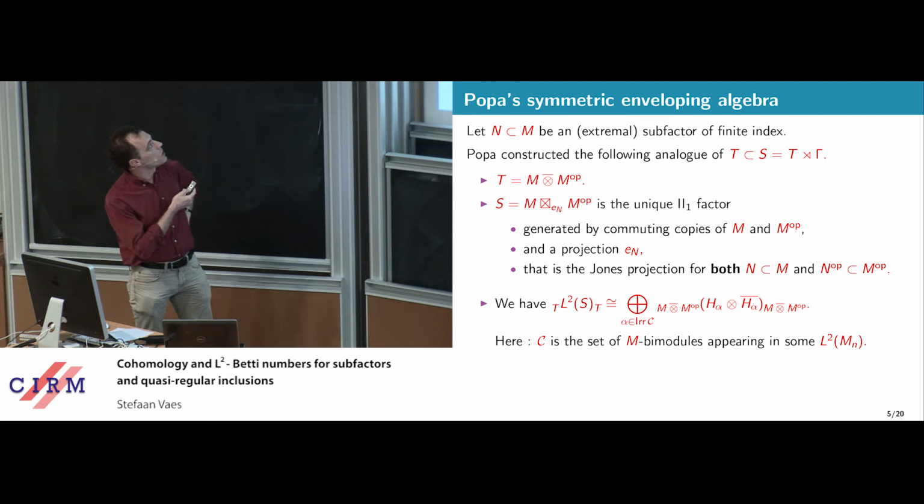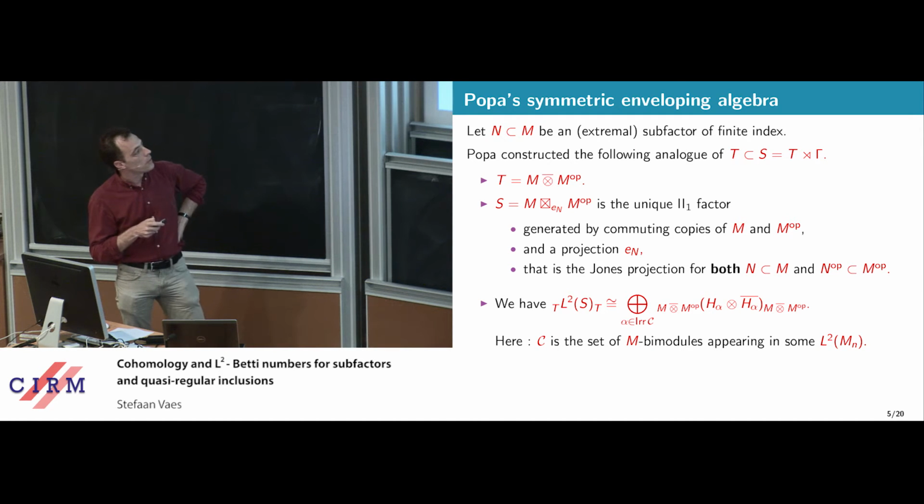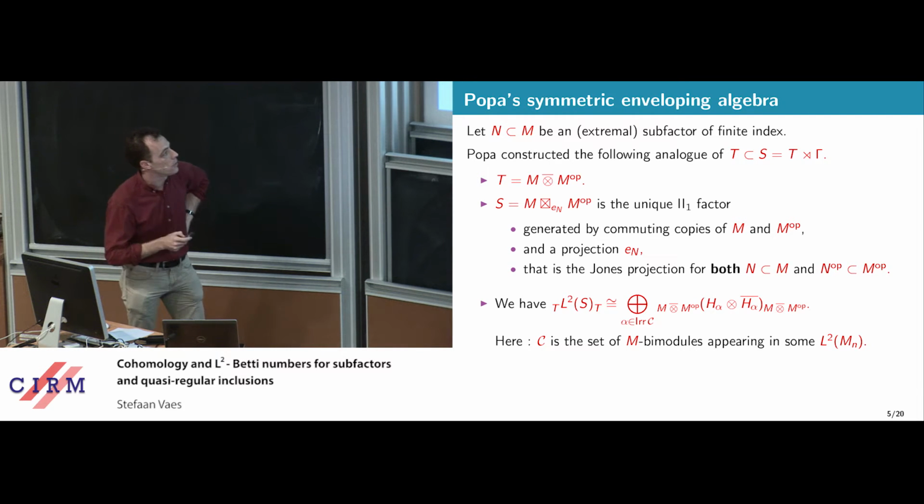So T is a subalgebra of S, and I will tell you how this L2 of S decomposes as a T bimodule. So T is M tensor M opposite, and what are the M tensor M opposite bimodules that appear inside L2 of S? Well, they are the following.